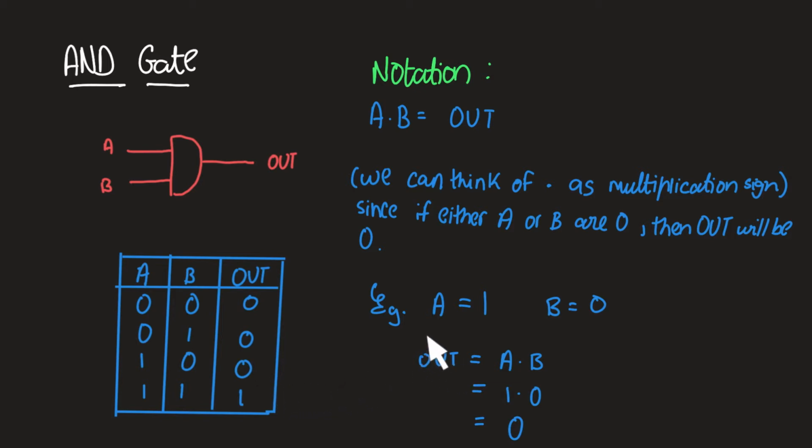So let's look at an example. Over here, if A is 1 and B is 0, then the output, you can guess it pretty easily, it's 0.